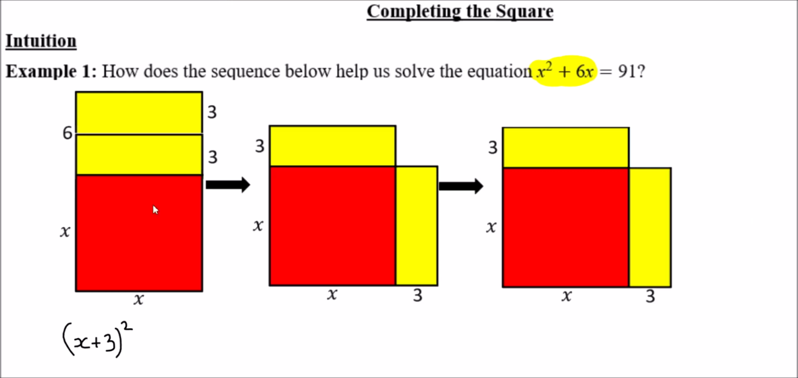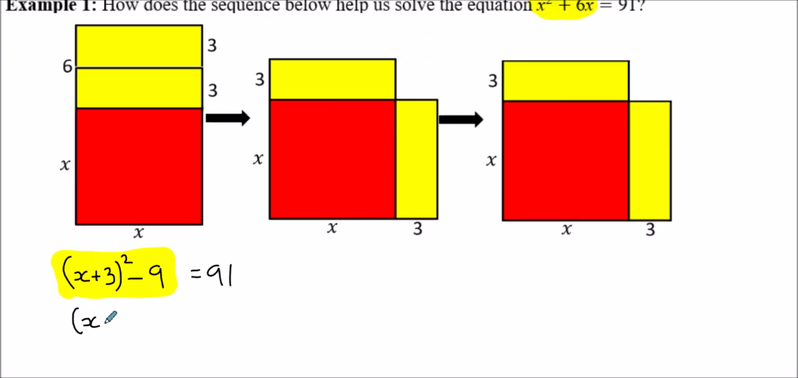Okay, so we then take away that 9 literally, and then we have what we need to have. And so x squared plus 6x is the same as this thing here. And so that is equal to 91. If we add 9 to both sides, we get that x plus 3 all squared must be 100. Square root both sides tells us that x plus 3 is plus or minus the square root of 100, which is plus or minus 10.